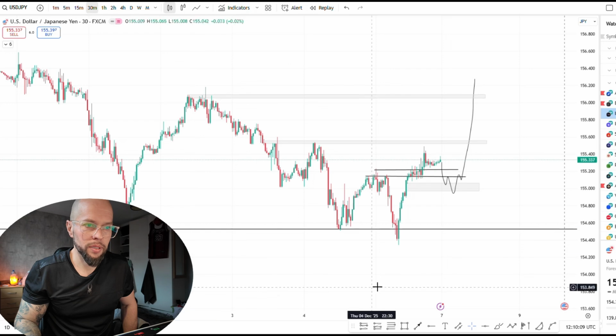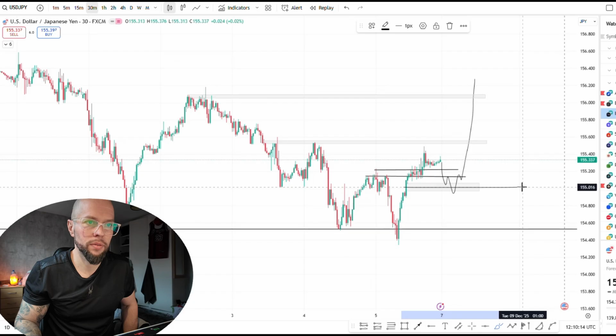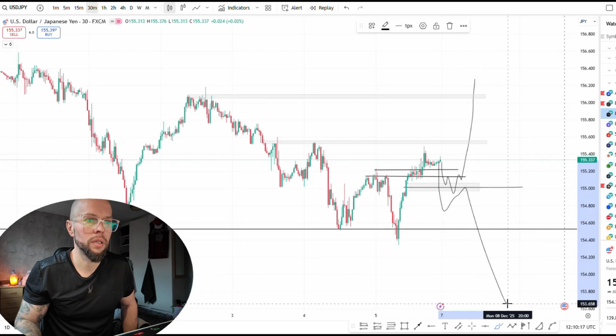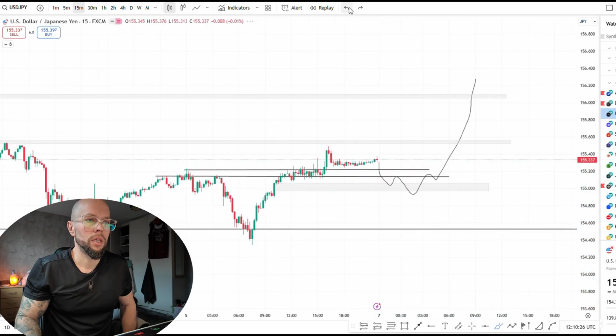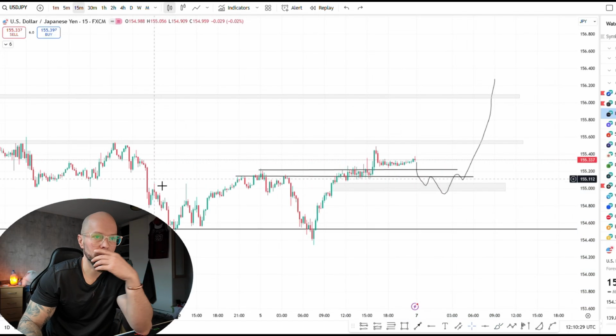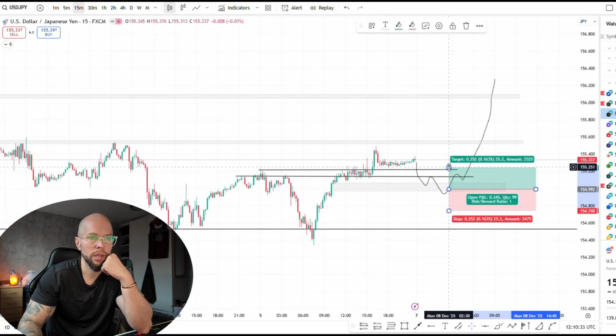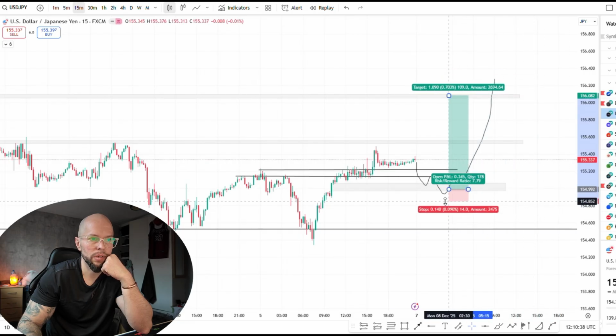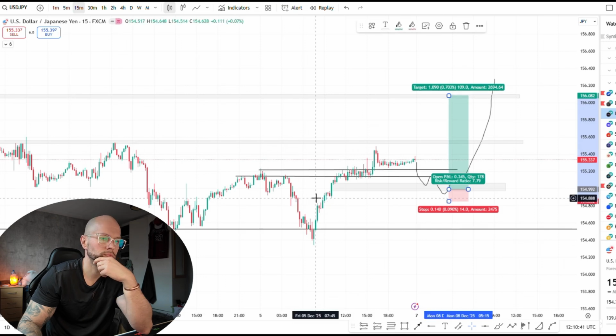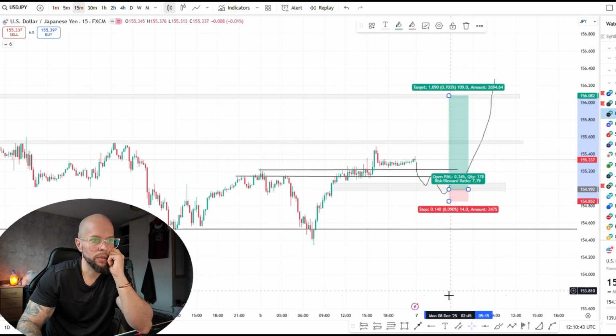Obviously, this fair value gap has to be respected in order for it to be valid. If we go underneath, we continue a downtrend. It's going to turn bearish. Let's see what happens here. So this will be another setup, yeah. Let's just mark this like this. If we do enter, stop loss. This could be liquidity as well.